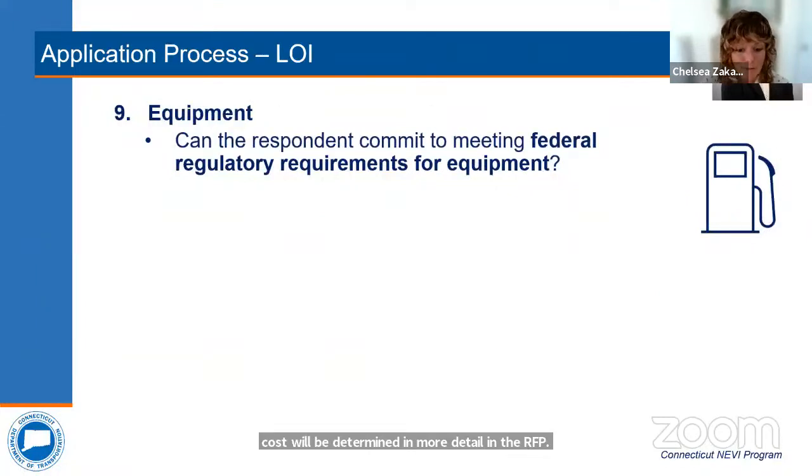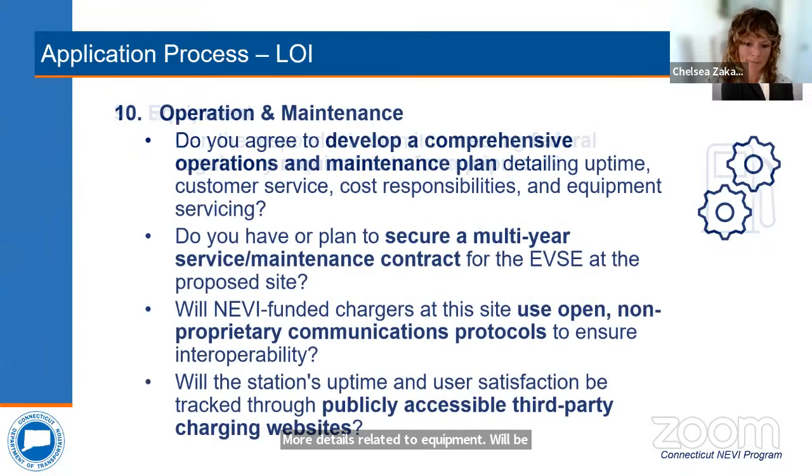Section 9 is about equipment. For the LOI, we're asking that the applicant confirm yes or no as to whether or not the applicant can meet the federal regulatory requirements for equipment. More details related to equipment will be expected in the RFP. And then Section 10 will be the final content section in the LOI related to operation and maintenance. The LOI asks 4 yes or no questions specific to operations and maintenance.